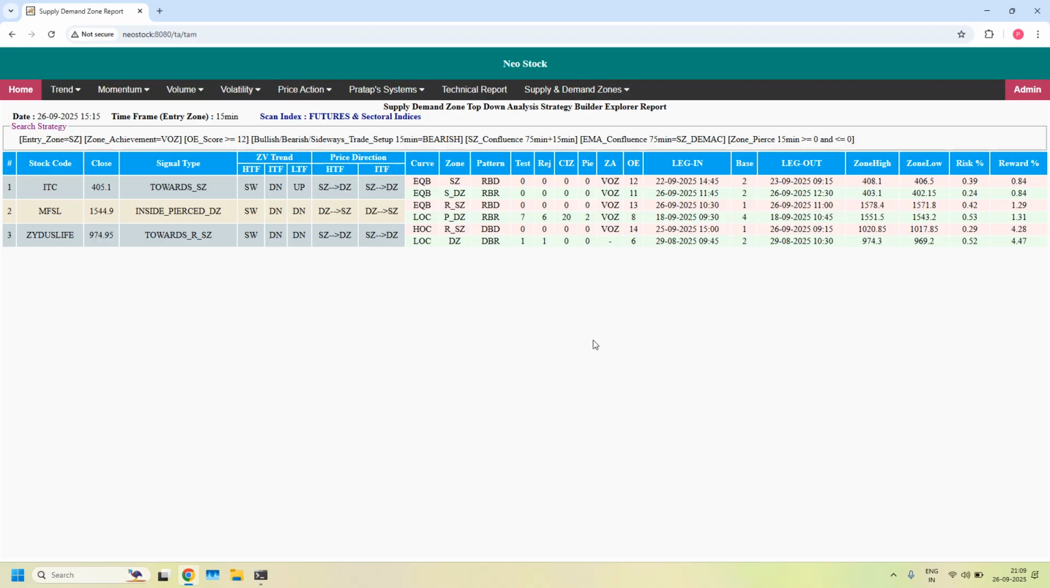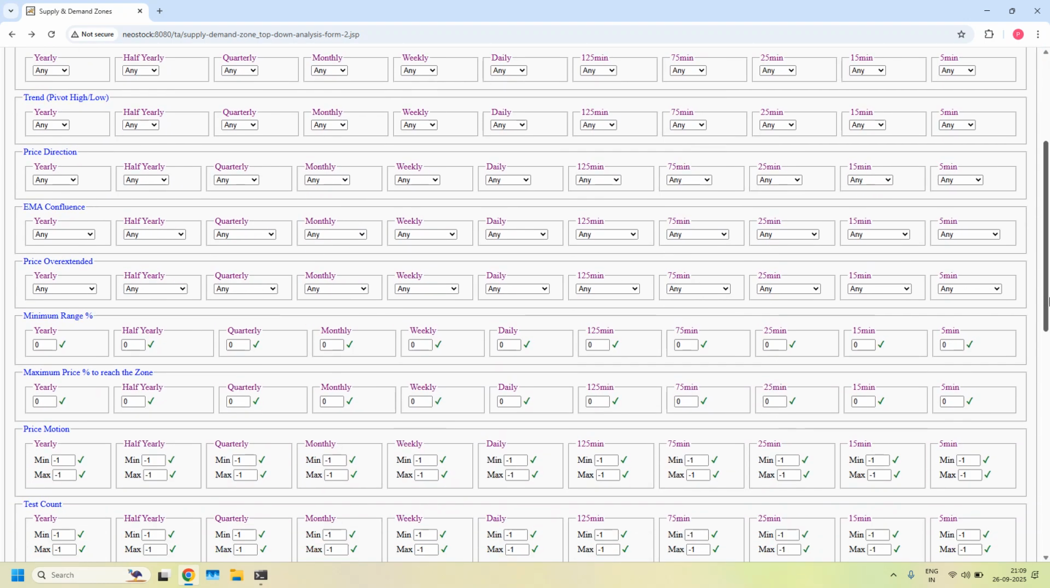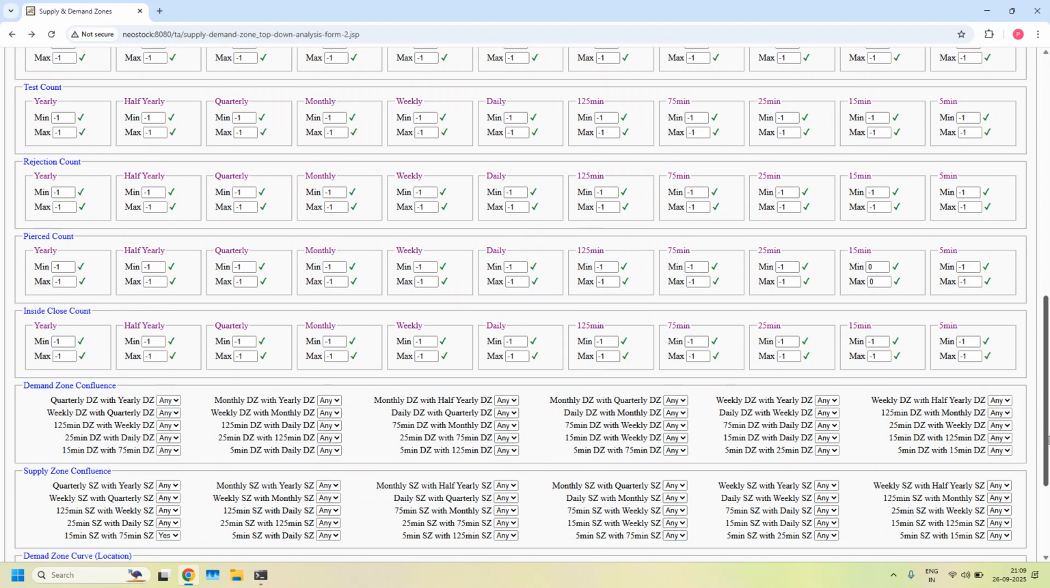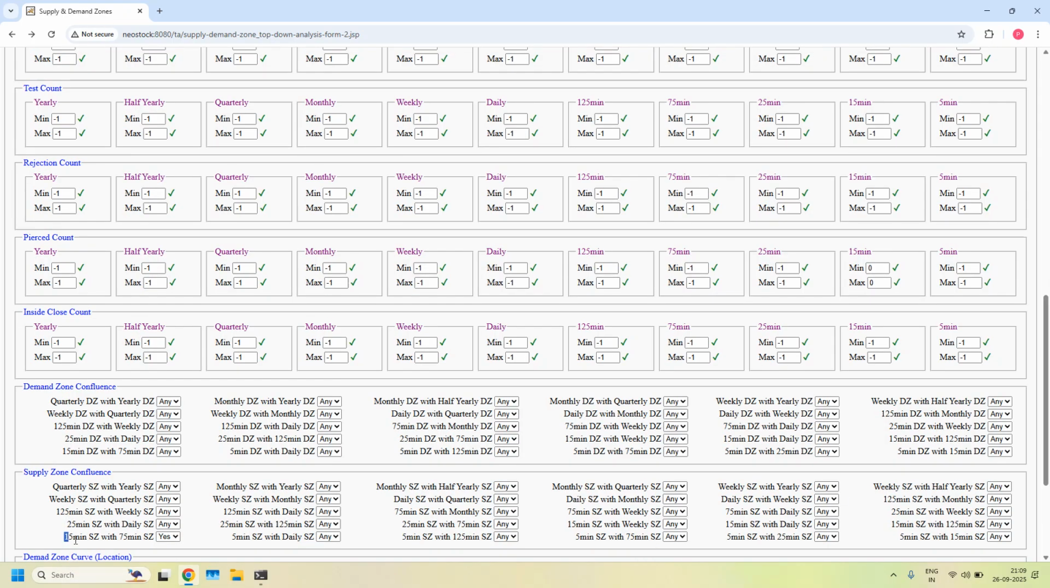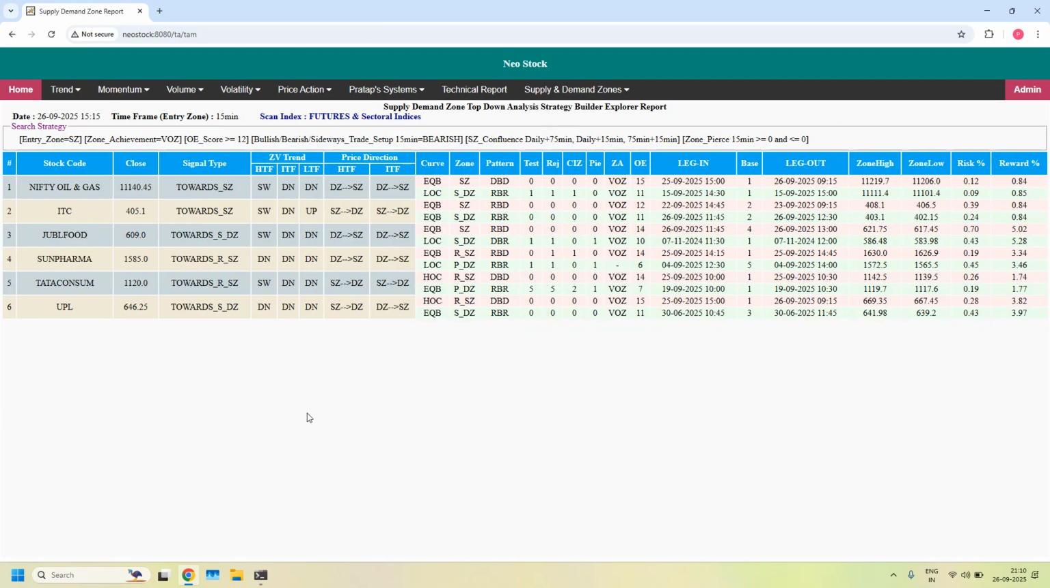Okay, the next strategy is LTF, ITF and HTF supply zone confluence and HTF EMA confluence. I am going back, removing the ITF EMA filter. In the supply zone confluence, I am setting 3 filters. The first one is 15 minutes and 75 minutes supply zone confluence, already enabled. Next, 15 minutes and daily supply zone confluence, and 75 minutes and daily supply zone confluence. With all the 3 filters, we got 6 stocks.